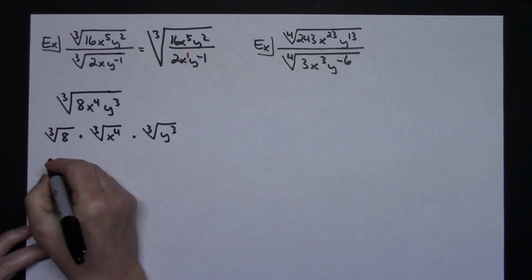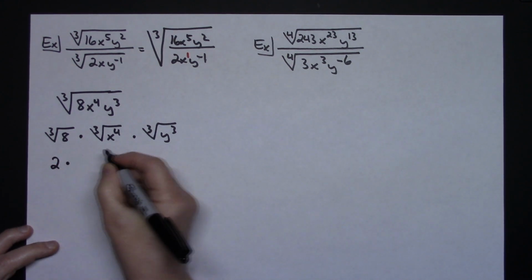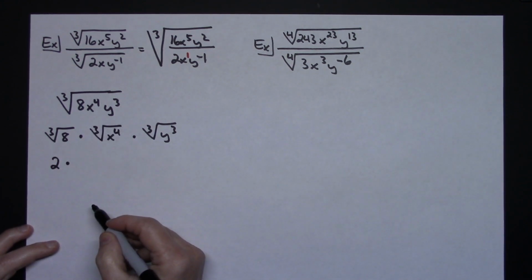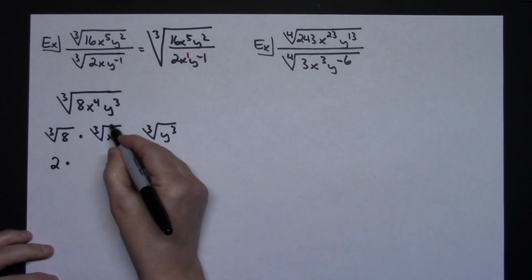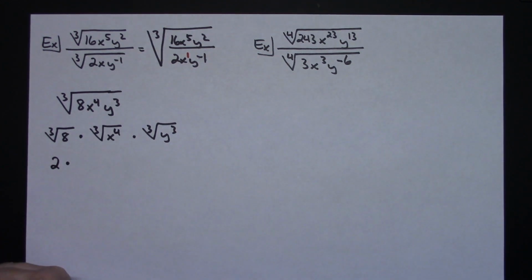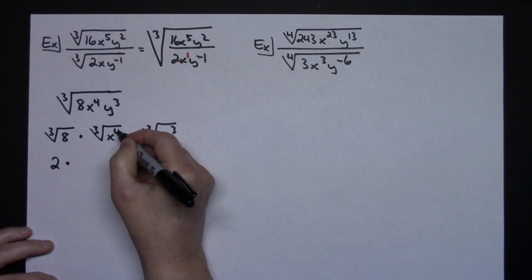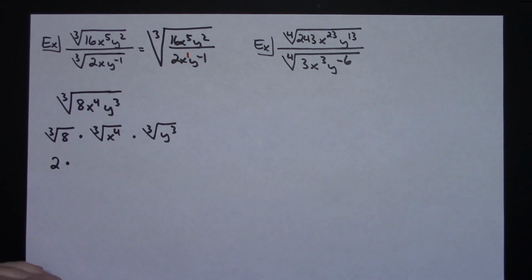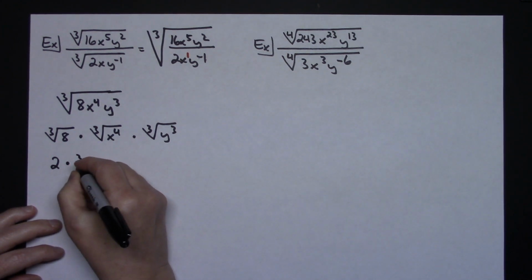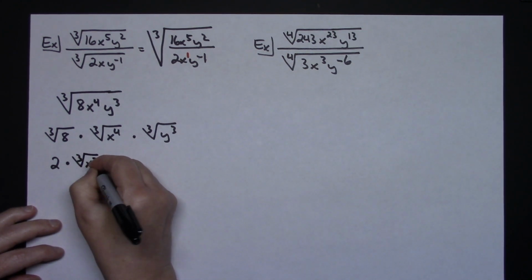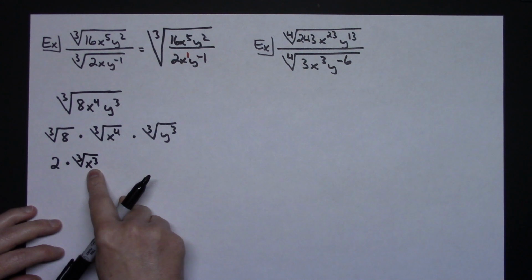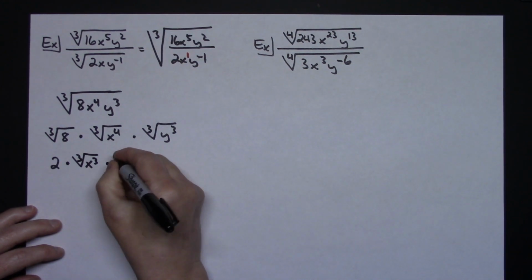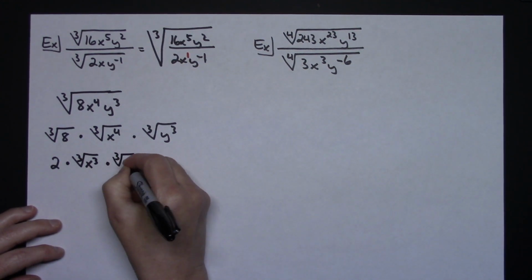Cube root of 8 there is going to be a 2. Now 4 does not divide by 3. So I'm going to take that exponent, I'm going to start decreasing until I find a number that does divide by 3. So I'm going to go from 4 to 3. 3 divides by 3, so that means that's going to be a perfect cube root. So I'm going to have the cube root of an x to the 3rd. I've used 3 of those x's, I have 1 left over. So I'll have the cube root of an x.